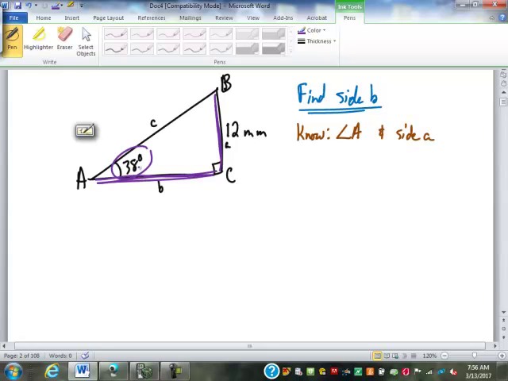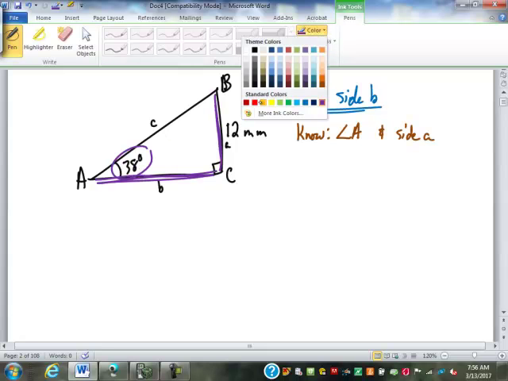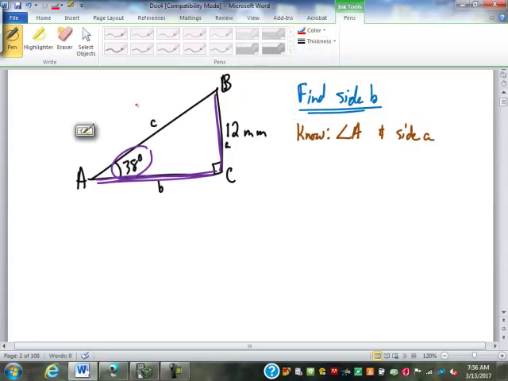From that angle, let's label all the sides. C up here is the easy one. That would be the hypotenuse, across from the right angle. B would be the adjacent. And A over here is the opposite. So now as I'm breaking this down, I look at what side do I know and what side am I looking for. I know the opposite side, and I'm looking for side B, which is the adjacent side.